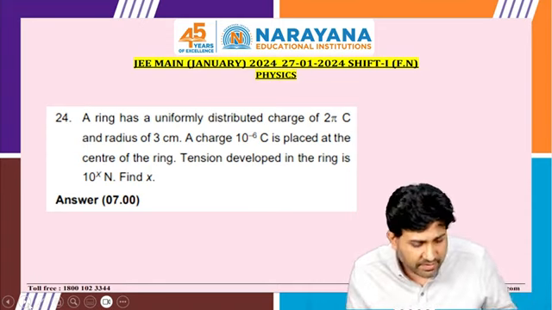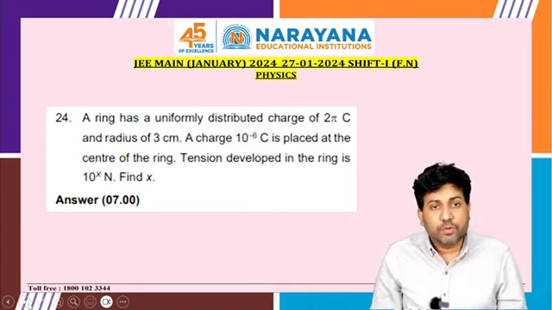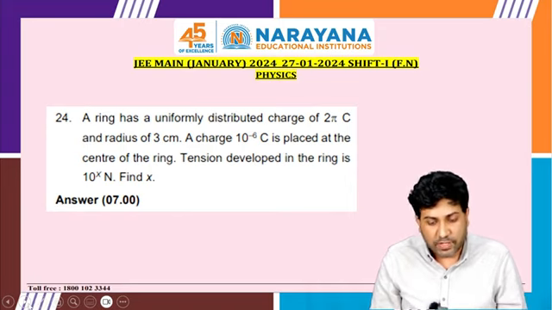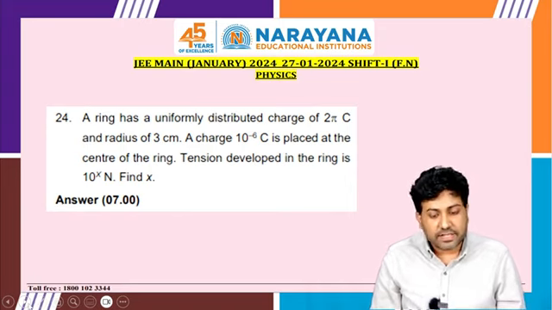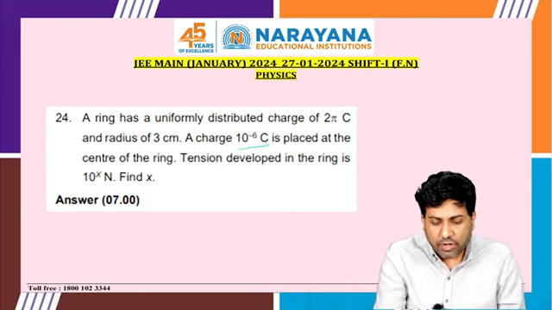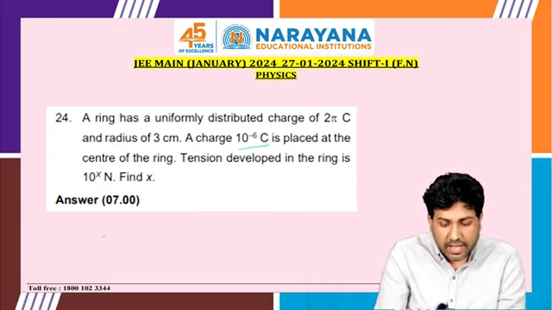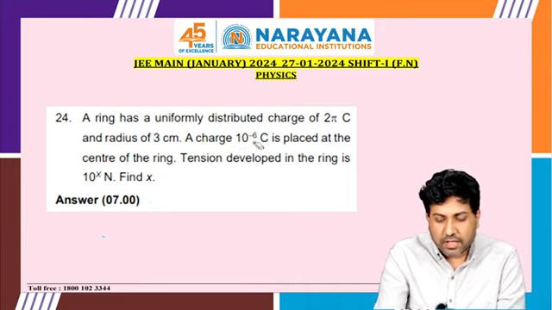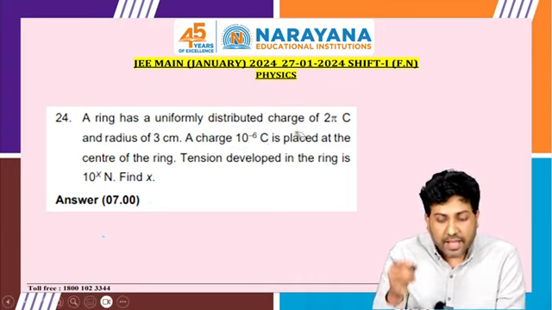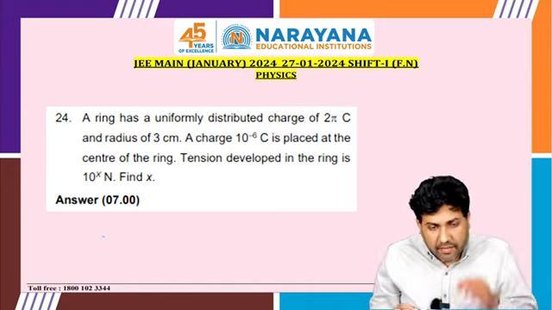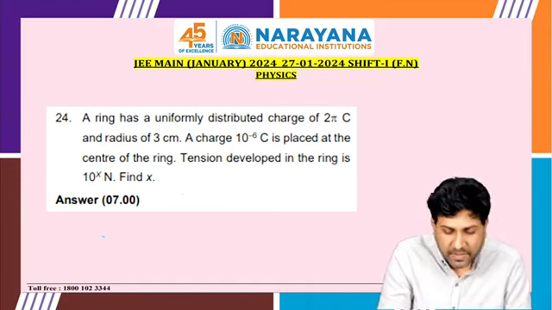In this question, what is given? A ring has a uniformly distributed charge. The charge is also given, 2 pi coulomb. The radius of the ring is 3 centimeter. A charge of this much coulomb is placed at the center of the ring. As soon as we place a charge at the center of the ring, every element of the ring starts to experience a force.